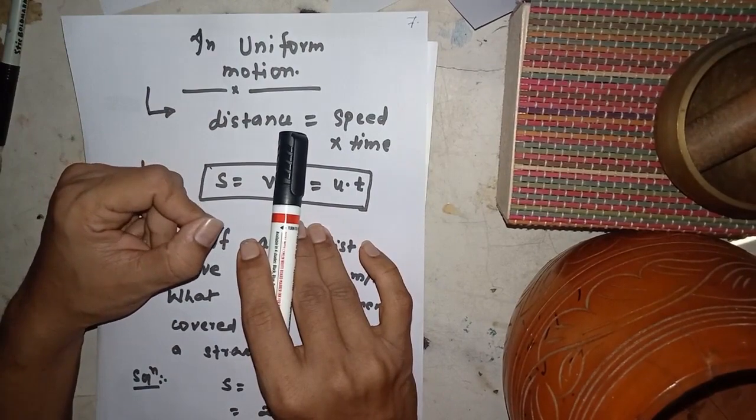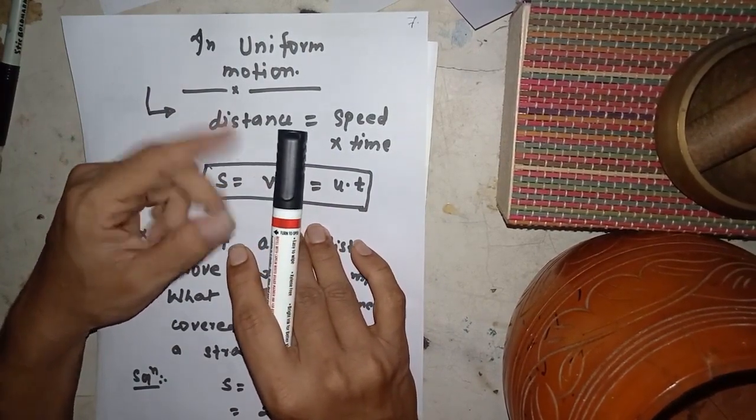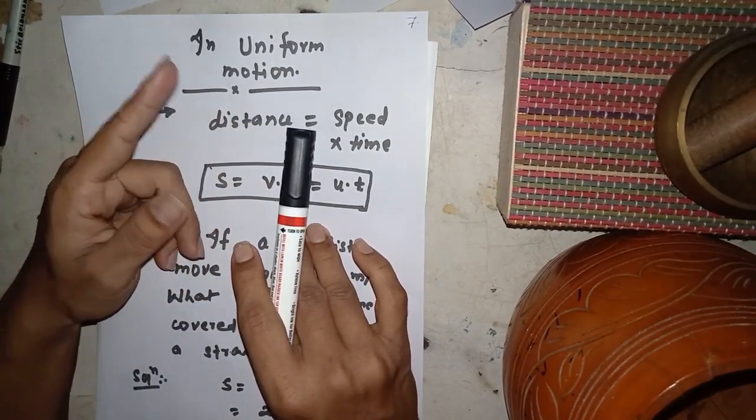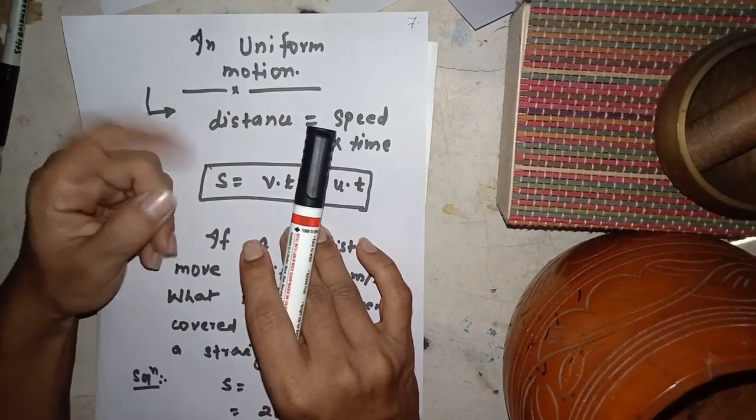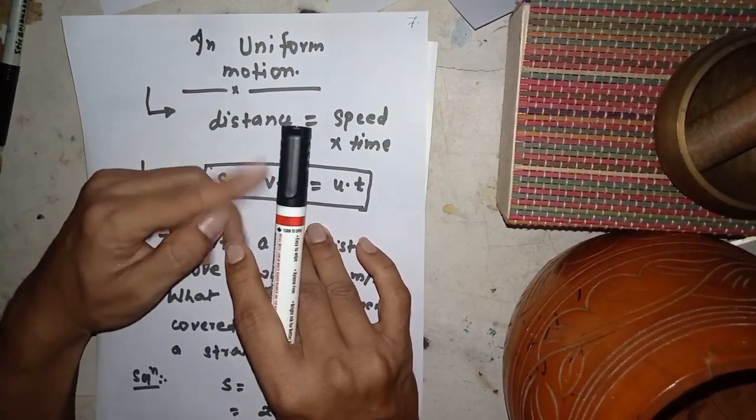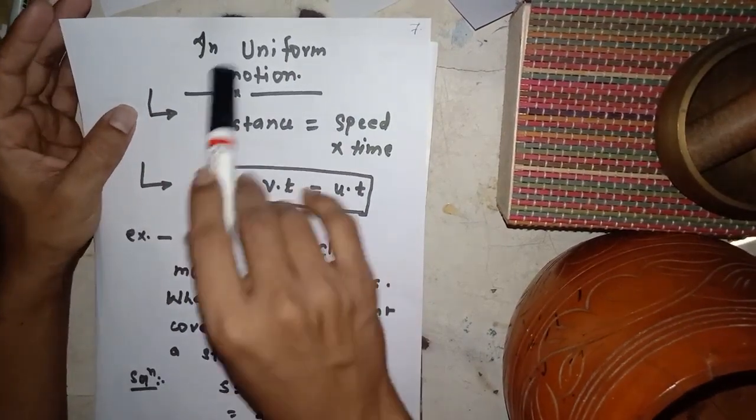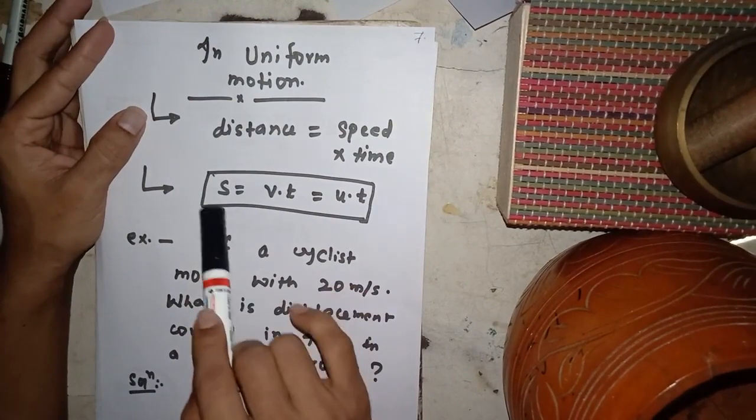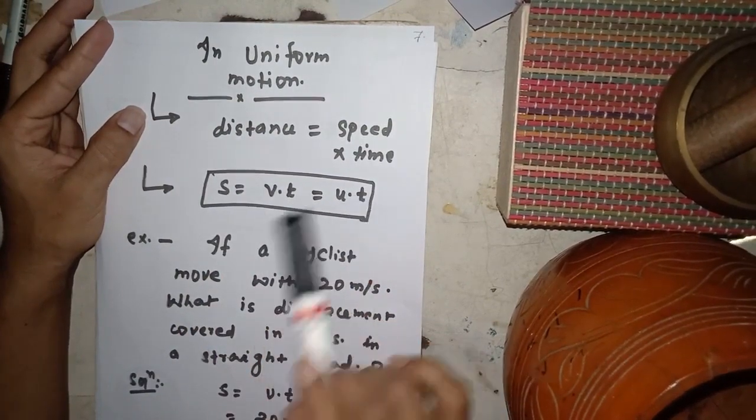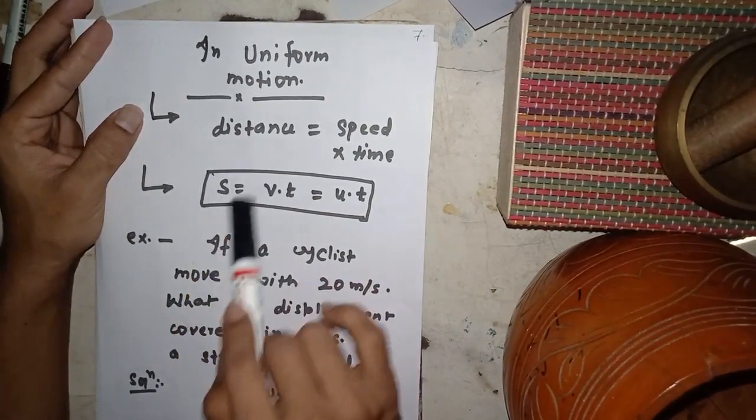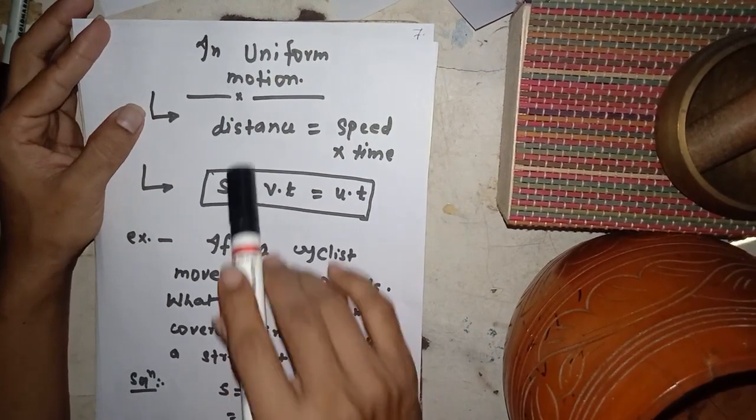How can you find the distance? If a man walks with 20 meter per second for 2 seconds, then what will be the distance he covers in 2 seconds? It is simply distance equal to speed into time. That's why it is 20 into 2, means 40 meter. So in uniform motion, the formula for displacement must be velocity into time, or initial velocity into time, because v is same as u. That means displacement is equal to v into t. This is the relationship in uniform motion.